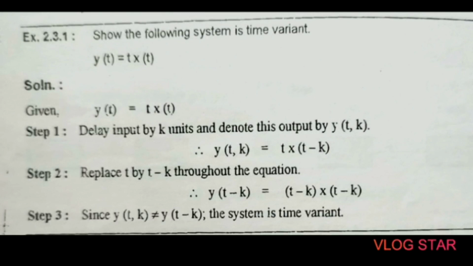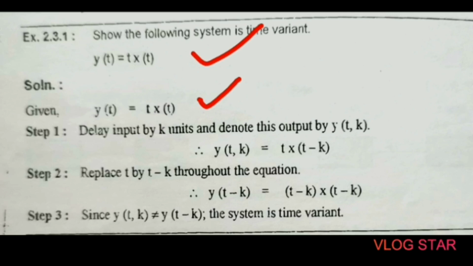We are going to solve here some problems based on it. The first problem is, show that the following system is time variant. So here in this question, y of t is equal to t into x of t is given. So write down first the given data, that is y of t is equal to t into x of t.